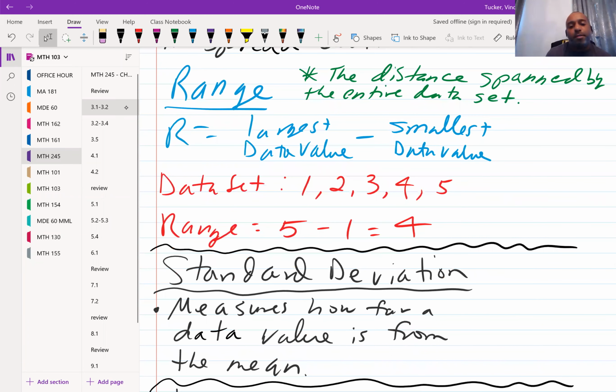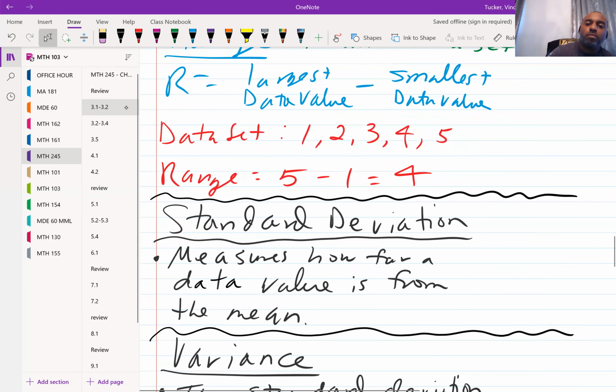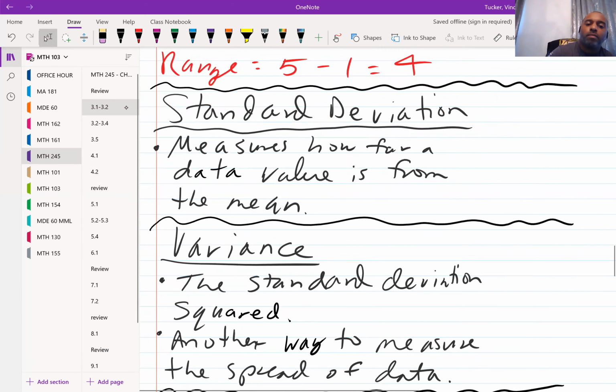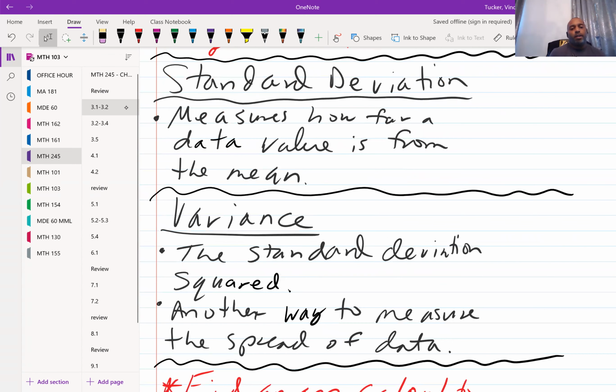Standard deviation measures how far a data value is from the mean. Your variance is the standard deviation squared, and it's just another way to measure the spread of your data.